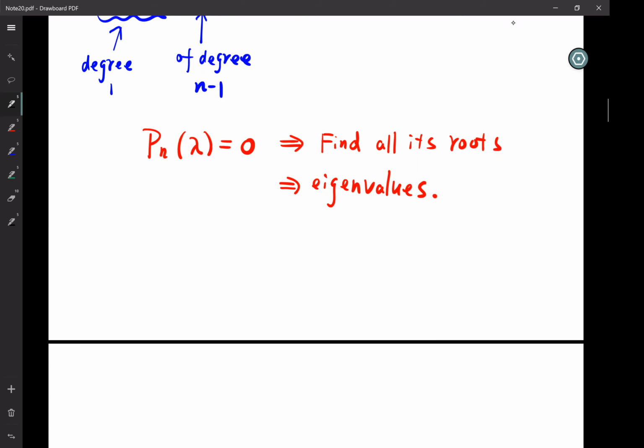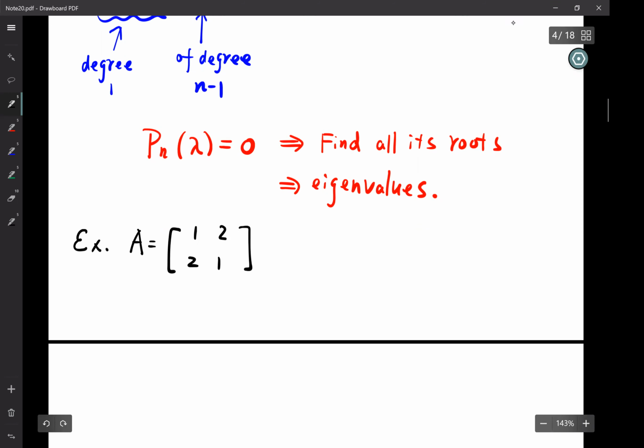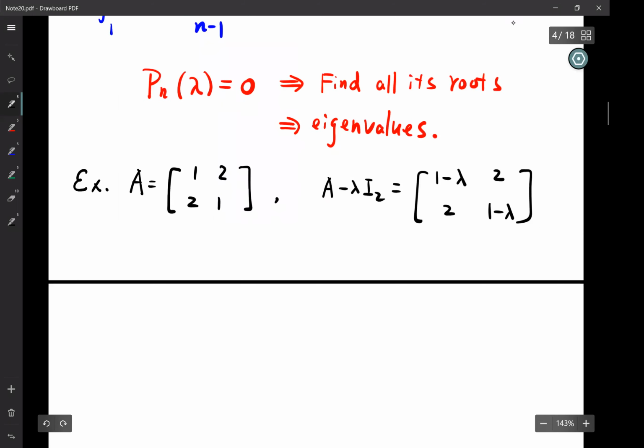Okay, so let us look at examples. A is the matrix 1, 2, 2, 1. I want to solve this, so I have A minus lambda times I2, which is 1 minus lambda, 2, 2, 1 minus lambda. Now I consider the determinant.